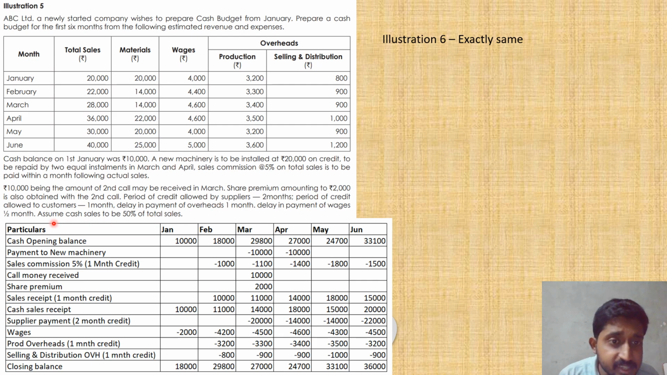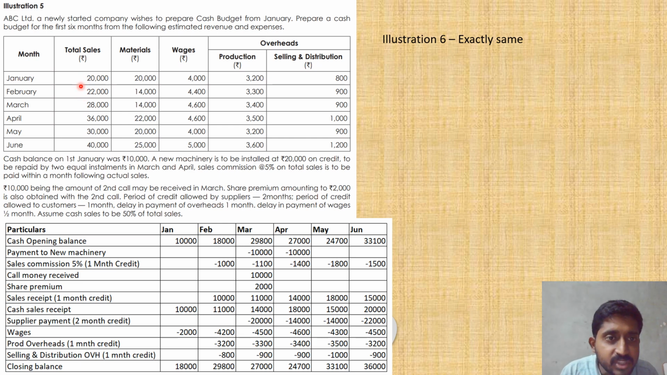And last data is assume cash sales is 50% of total sales. Which means we are doing the sales, and out of the sales, data is already given, 50% of the sales is cash sales, which means we are giving the product and immediately receiving the payment in cash. So that is immediate settlement we are getting in cash, which means that has to be booked in the same month itself.